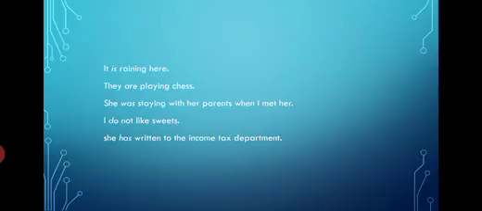Here, in the first sentence, it is raining here. The "is" is an auxiliary verb. They are playing chess, "are" is an auxiliary verb. She was staying, "was" is an auxiliary. I do not like, "do" is an auxiliary. She has written, "has" is an auxiliary. The raining, playing, staying, like, written, all these are the finite verbs or main verbs.